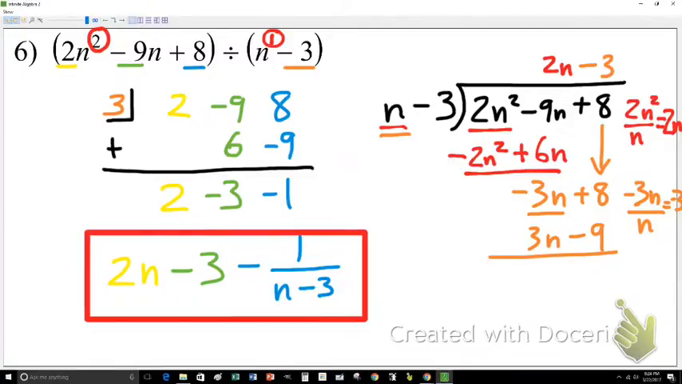Negative 3n plus 3n is 0. 8 plus negative 9 is negative 1. So we have a remainder of negative 1 again. Okay. Let's go ahead and write our answer out now. So we have 2n minus 3. And once again, we have a remainder of negative 1. So we have minus 1, all divided by our divisor of n minus 3. And there's our final answer.